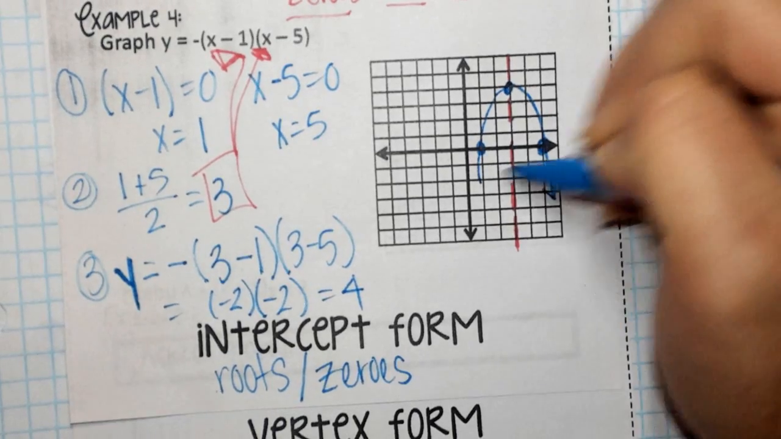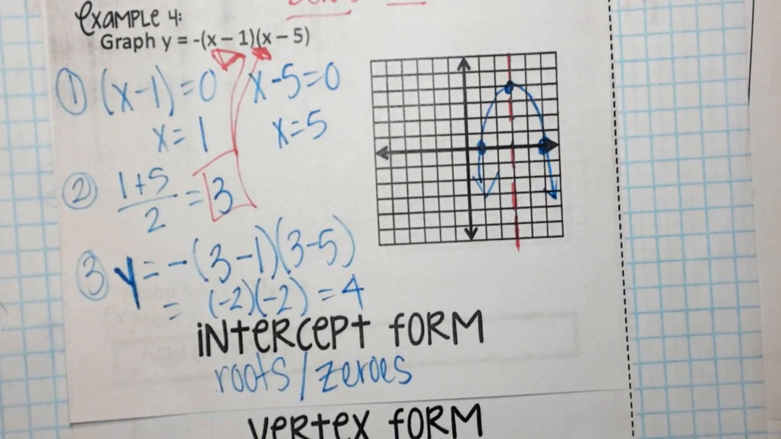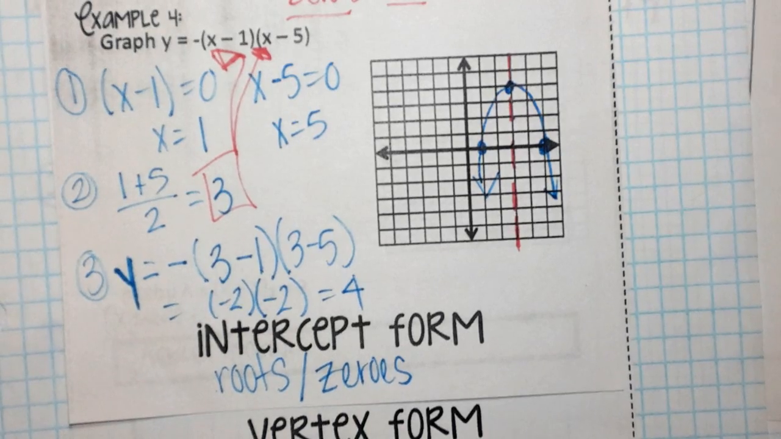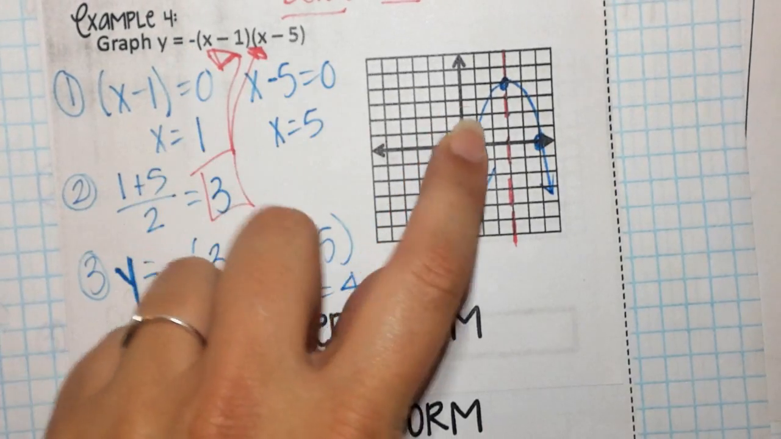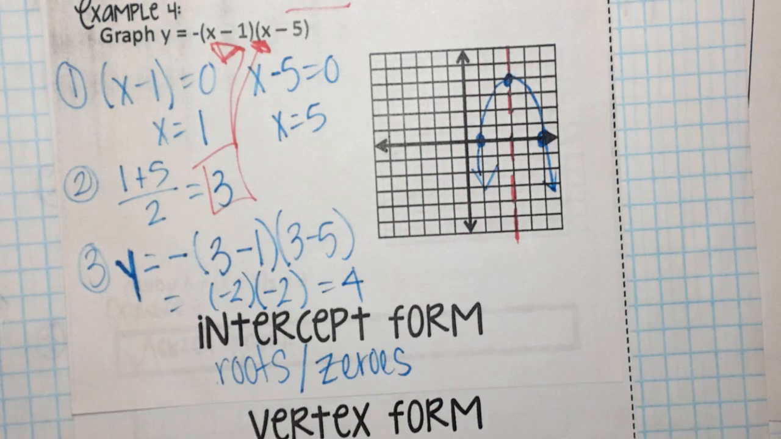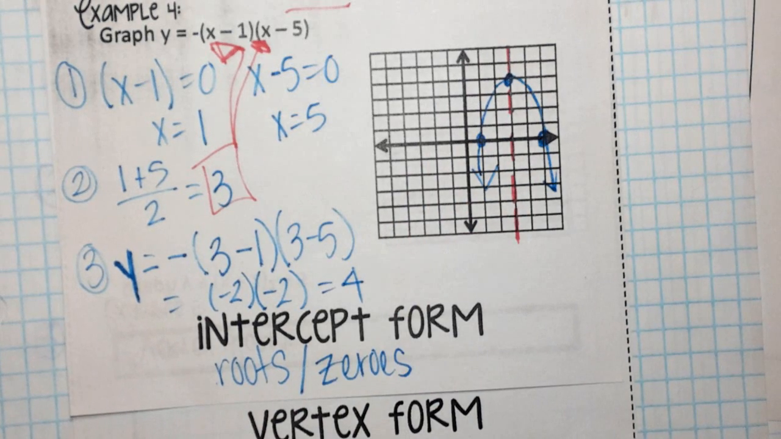Connect it and make a snow cone. Now, we know we did it right because it's a negative. It's supposed to be a snow cone. Like that. Are you putting on 1 and 5? Yes?